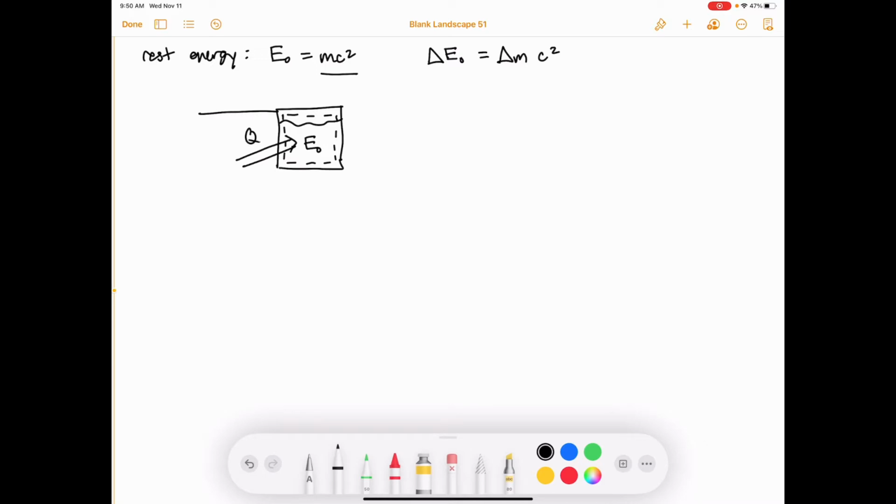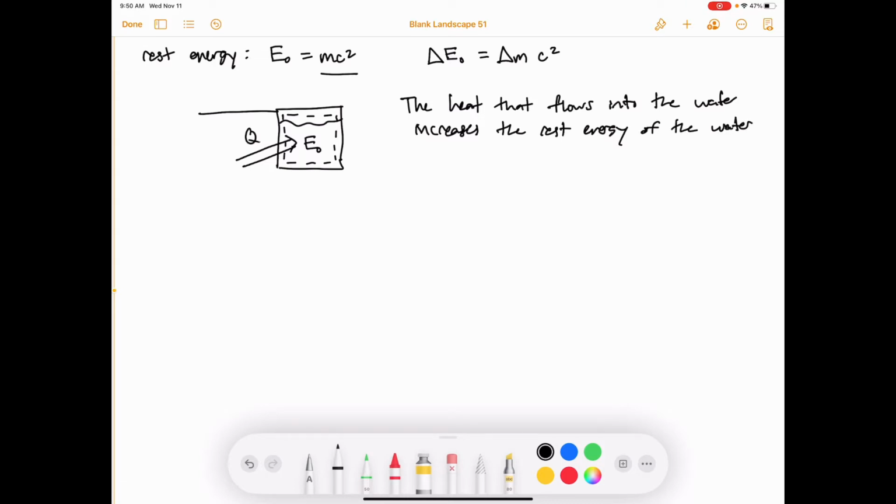If that heat is absorbed by the water, it's going to increase the rest energy. The heat that flows into the water increases the rest energy of the water, and therefore increases the mass. That's really the whole idea behind this problem.